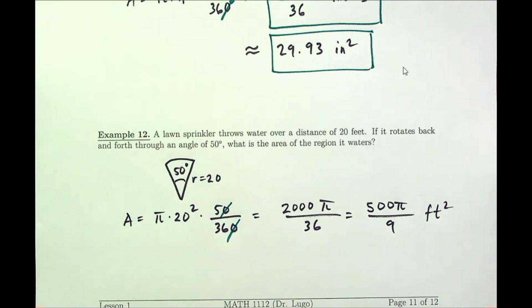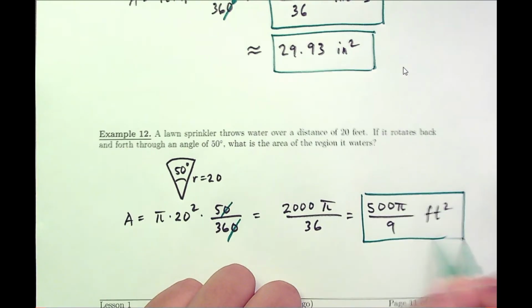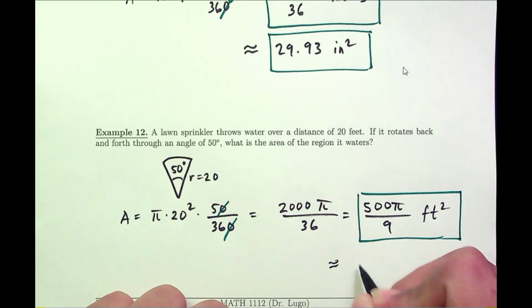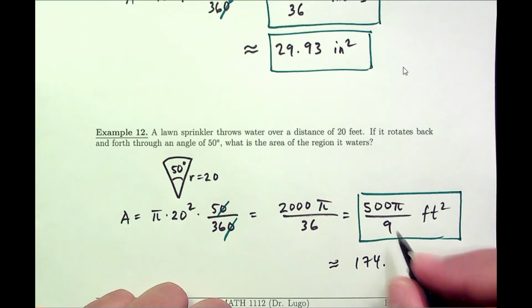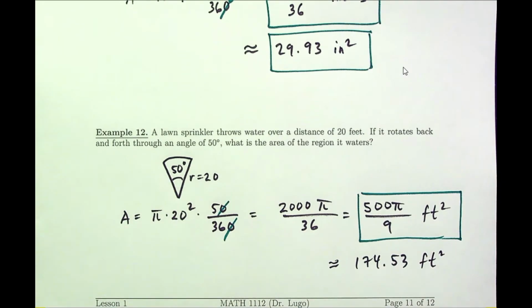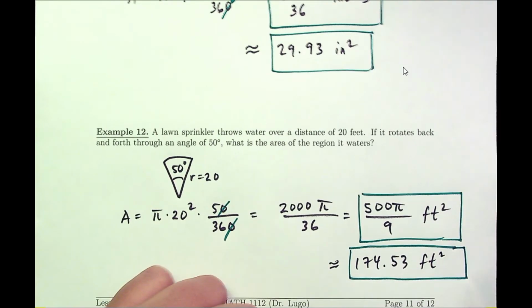And that's the answer. Now let's put it in the calculator to see what that is rounded to 2 decimal places. So this would be approximately 500 times pi divided by 9. It is 174.53 square feet. All right, that's it.